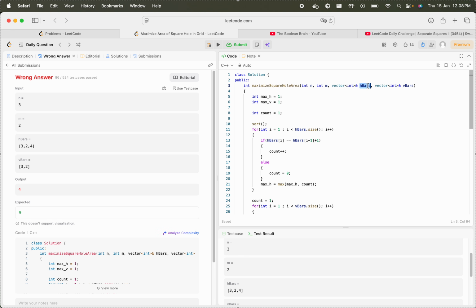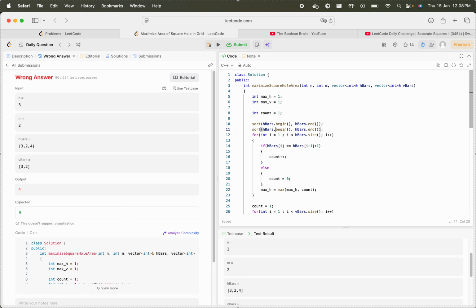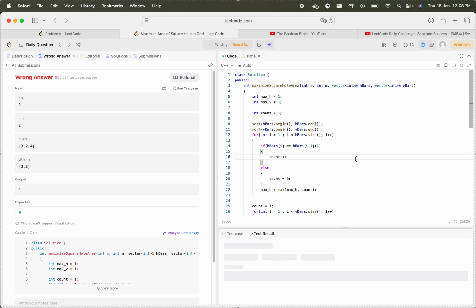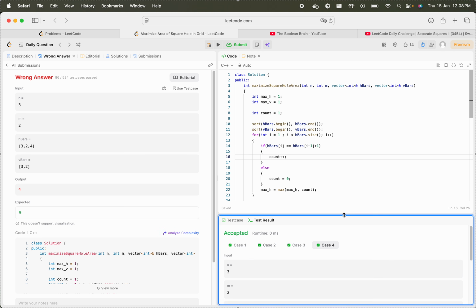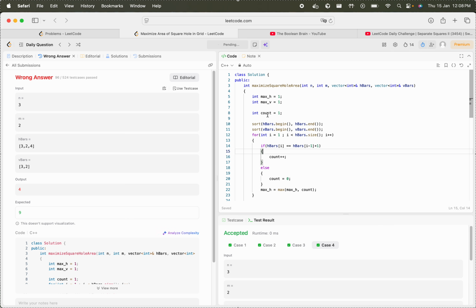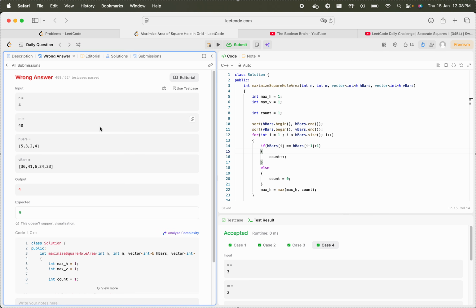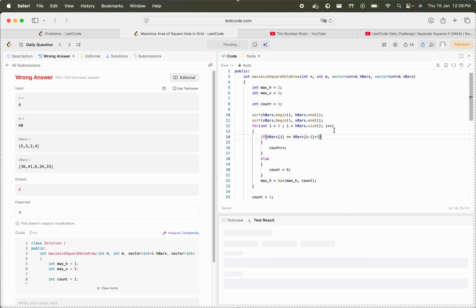I need to sort the given input h bars, and similarly I will sort the v bars. Yeah, now I'll try to run this. Yeah, it's passing. Let me submit this. Okay, one more test case is wrong. Let us try to run this.